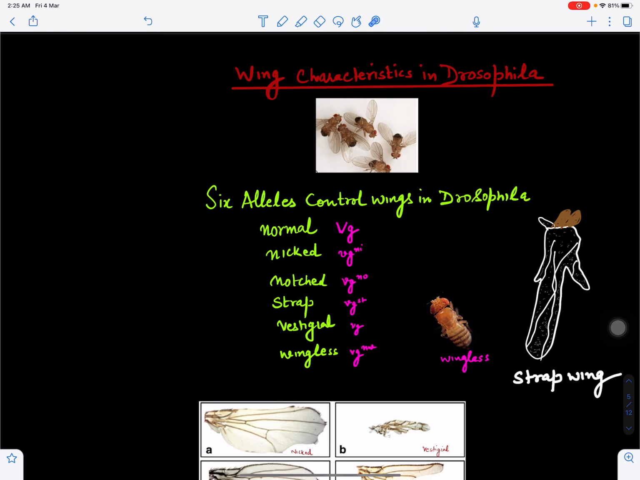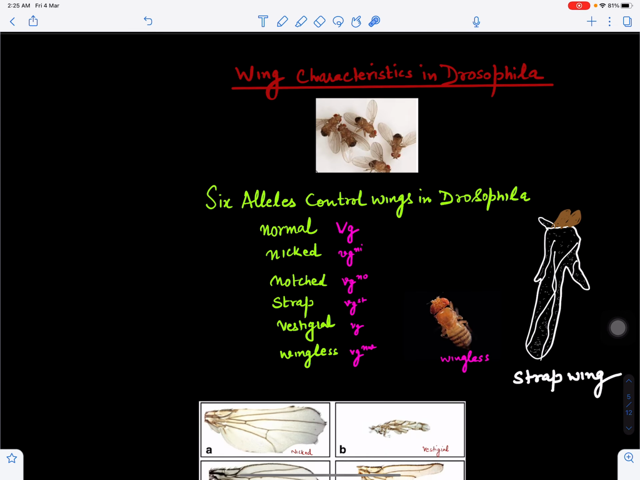So different wing forms are controlled by different forms of the same gene. So this is again an example of multiple alleles. Another example which we are taking is coat color in rabbit. Rabbit is an animal. So here coat pigments or coat color is controlled by four different alleles: capital C, C H, and small c. I'll repeat, capital C, CH, and small c.